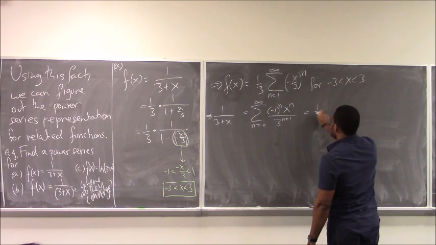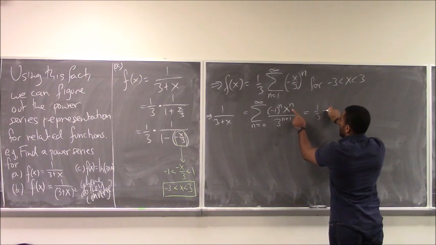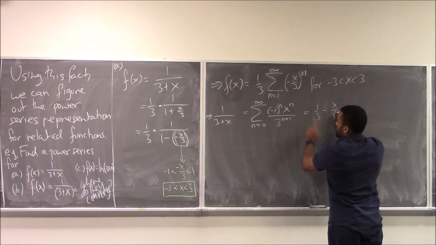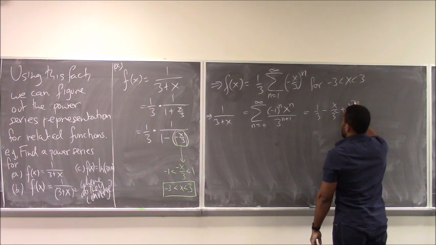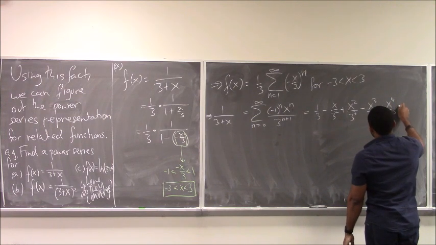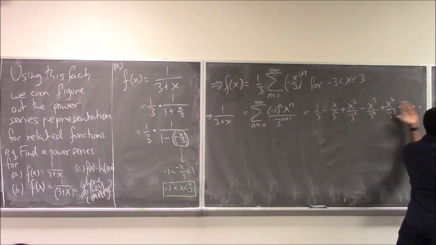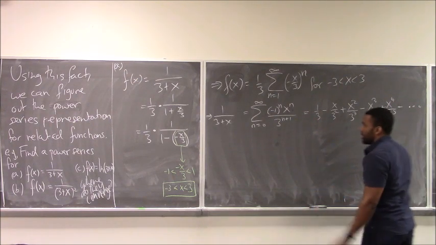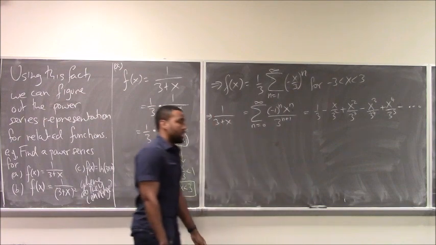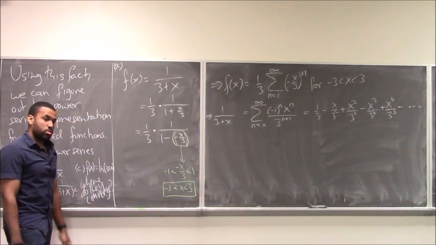So this would be 1/3 minus x over 3 squared plus x squared over 3 cubed minus x cubed over 3 to the 4th plus x to the 4th over 3 to the 5th minus dot dot dot. If I expand this polynomial going on forever, what would that add up to? This function.